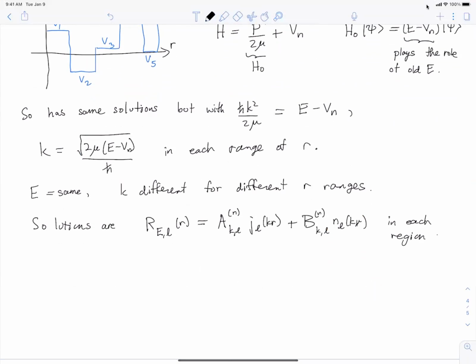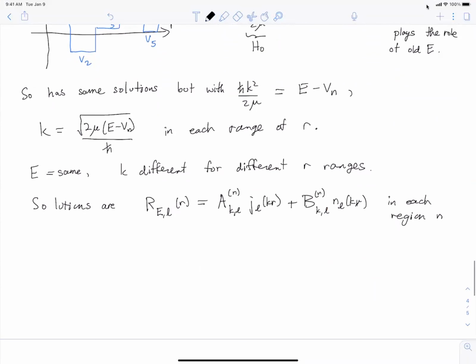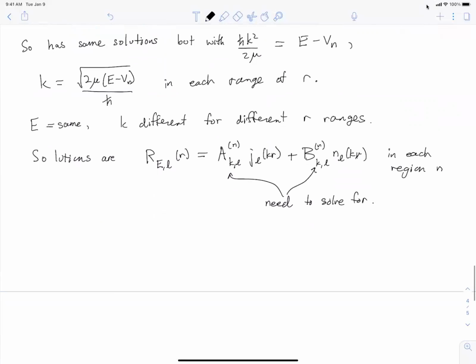For that we're labeling N. N is 1, 2, 3, 4, 5, as I've drawn above. Okay, and so now to complete the problem, these unknown coefficients need to be solved for. And how are we going to solve for them?